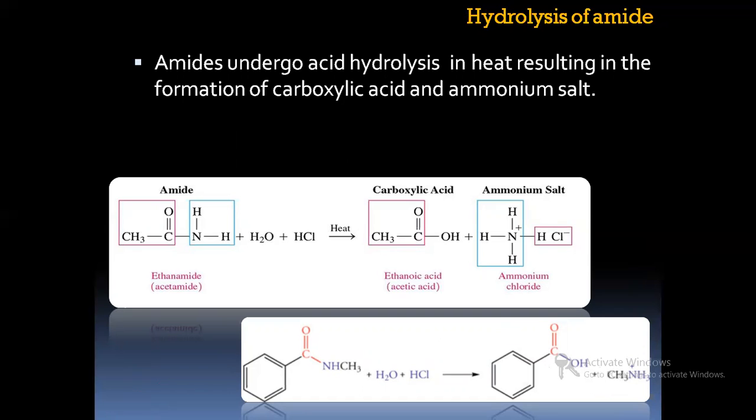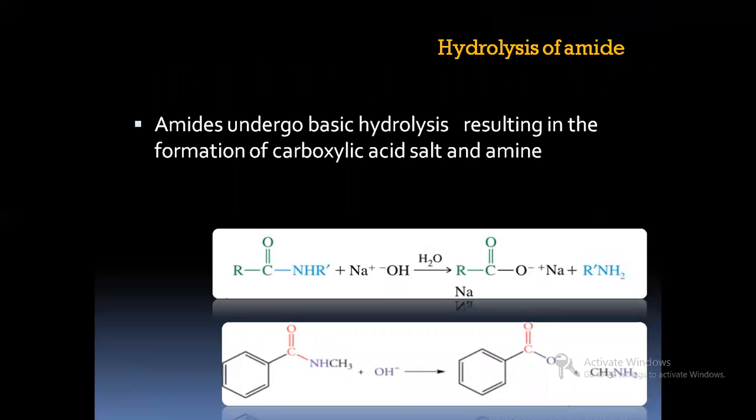Again, I'm repeating, you need not worry about the mechanism. As per your syllabus, you don't have mechanisms. You have the simple reactions and the products that are formed. Well, next we have the basic hydrolysis. In the presence of a strong base, it results in the formation of carboxylic acid and amine. So this is the general equation, and here you have an example.